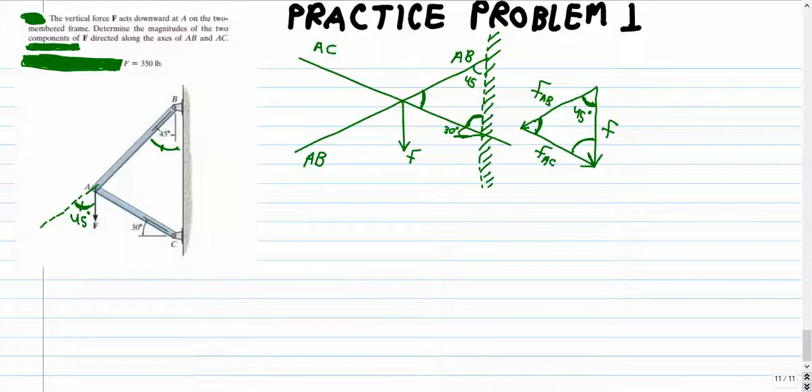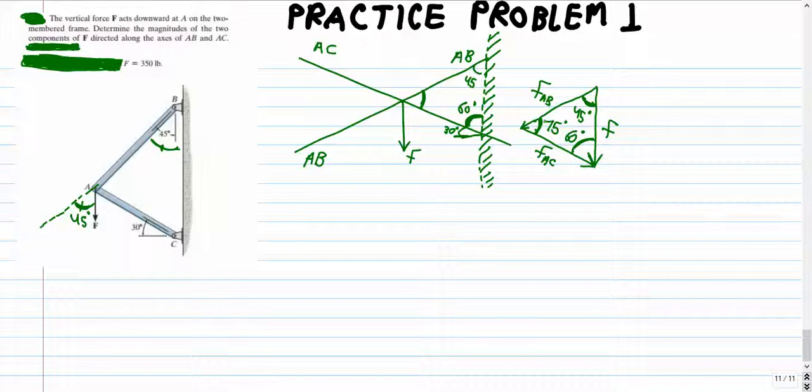We can see that this angle is this angle right here, since this is the angle between the force F, or the vertically downwards line, and the AC axis. So this angle should be the difference between 90 and 30 degrees, or 60 degrees. And lastly, we can easily find this angle by subtracting 45 and 60 from 180 degrees. And that would give us 75 degrees.